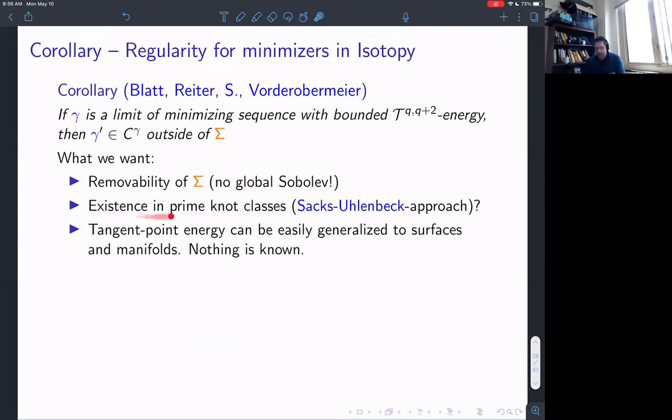What we also didn't attack yet, because there are several problems, is the existence, right? So this means any minimizing sequence converges to something which should be smooth. That's what you would expect. Now what you would like to do is this reparameterization, where you say a minimizing sequence I can reparameterize in a way that it converges to a minimizer, at least in the prime knot classes. So this is the next step, and this is something we now want to do. This is doing Sacks-Uhlenbeck for these kinds of energies. That would be the natural next step.